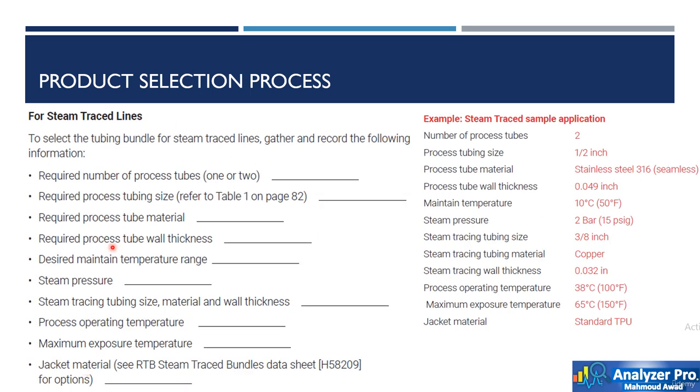For steam traced lines application. To select the tubing bundle for steam traced lines, gather and record the following information. Required number of process tubes, 1 or 2. Required process tubing size, material, and wall thickness. Desired maintain temperature range. Steam pressure. Steam tracing tubing size, material, and wall thickness. Process operating temperature, maximum exposure temperature, and finally jacket material.